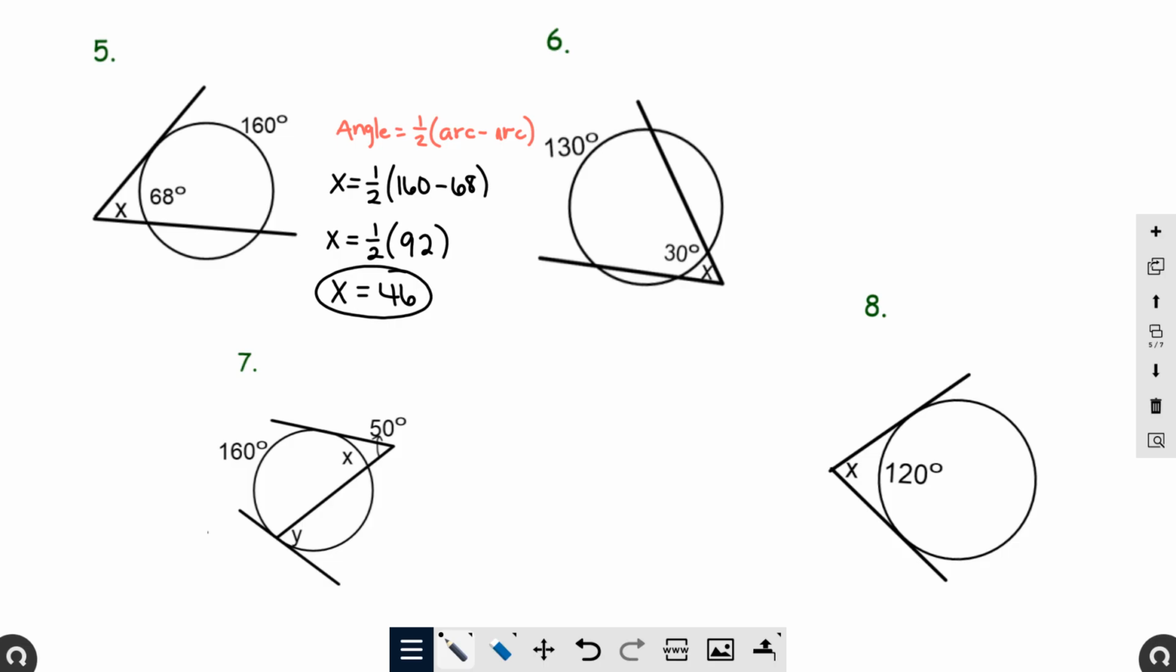Good job. All right, let's do problem 6. Problem 6 looks similar, right? So tell me the equation I need to write for problem 6. Good. So x equals 1/2, and then in parentheses we would put 130 minus 30, arc minus arc. What's 130 minus 30? 100. And half of 100 is 50.